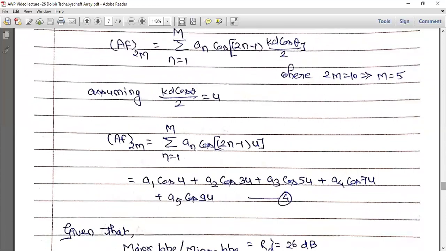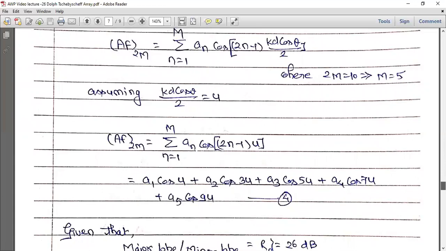Okay, so AF 2M, or the array factor for this even number of elements, is given by the sum for n equals 1 to 5 of an cos (2n minus 1) u. By substituting the values of n from 1 to 5, the expression for the array factor is a1 cos u plus a2 cos 3u plus a3 cos 5u plus a4 cos 7u plus a5 cos 9u. Assume this to be an equation.